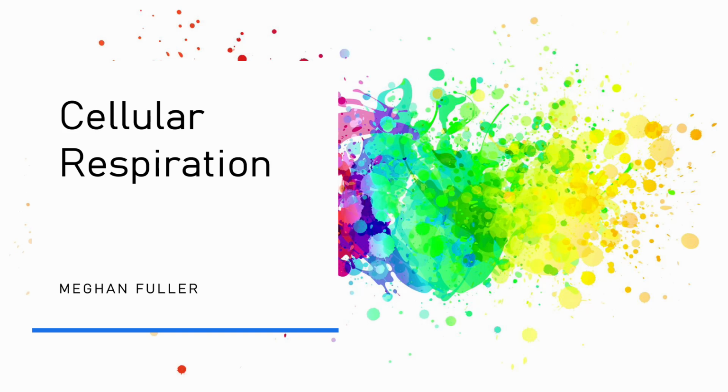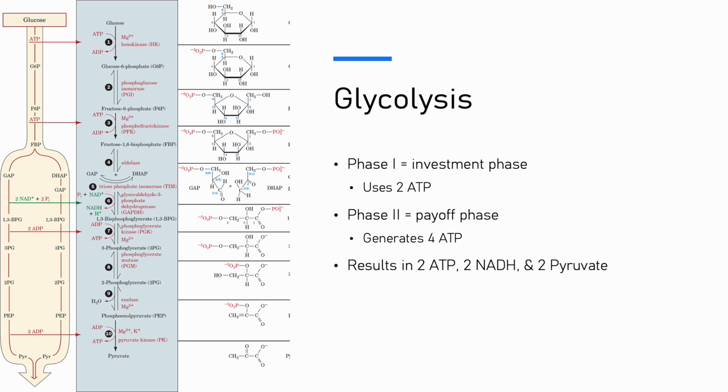This video is talking about cellular respiration. To start off, we have glycolysis, where glucose first gets converted into G6P with the help of hexokinase, and we have the use of 1 ATP.